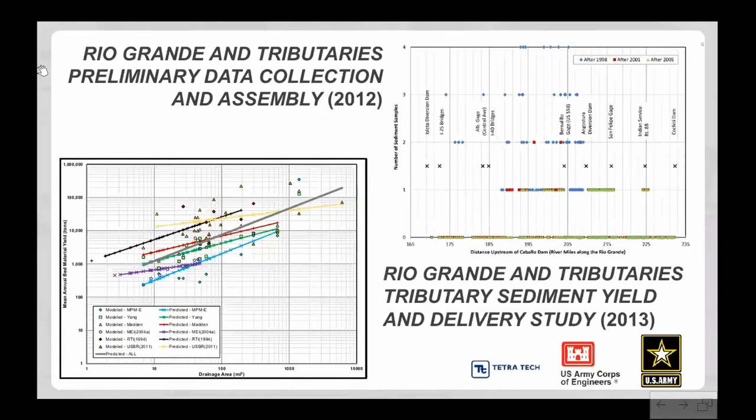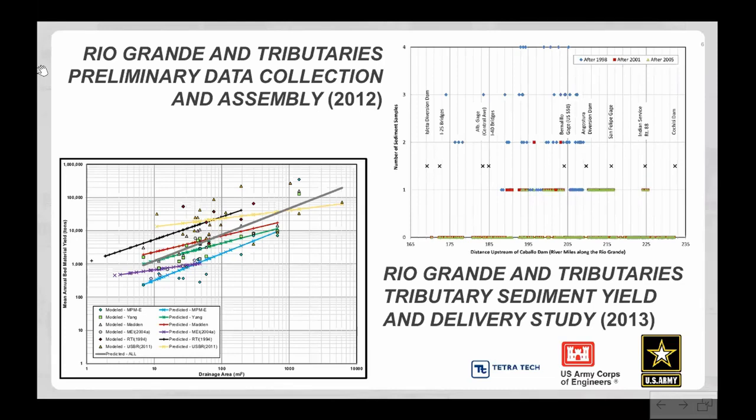And as Jonathan said, it's been about a decade. The Corps has been contributing to the collaborative program, at least the work we've been helping them with, started in 2012 with this preliminary data collection and assembly. What that figure on the right is showing is, the y-axis is the number of sediment samples available, the x-axis is river mile, and the green colors are more recent, after 2005.